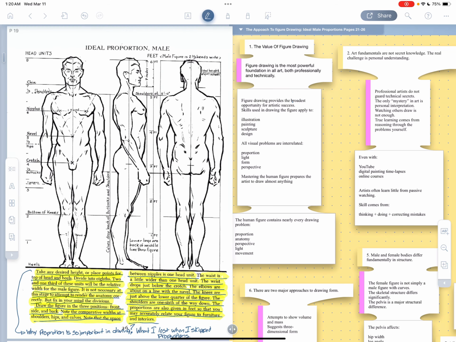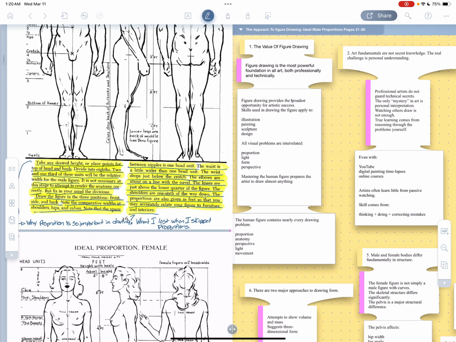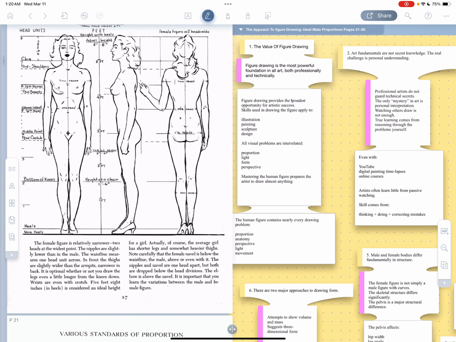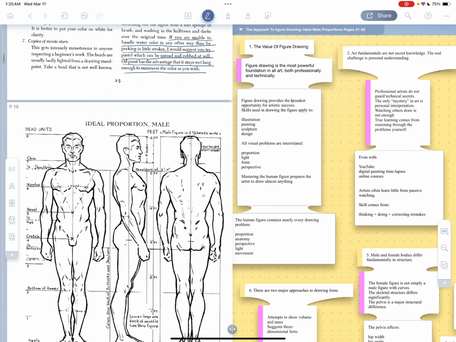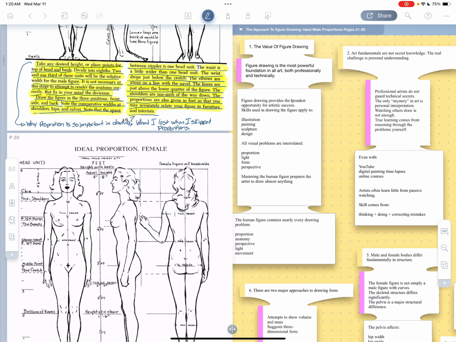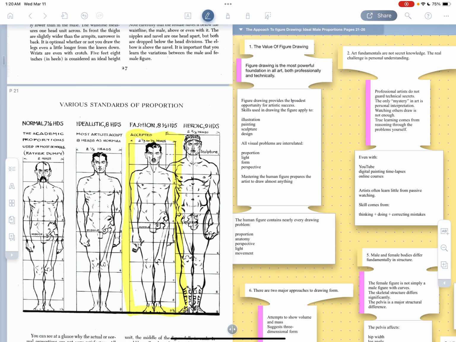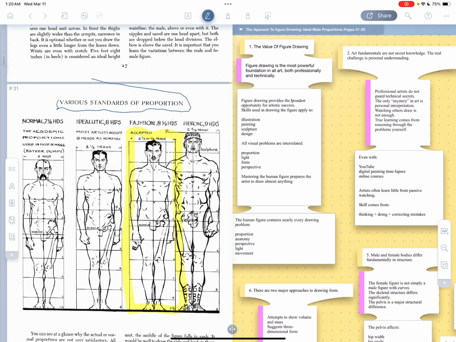So the next time I upload will probably be drawings, proportion. As you can see, he breaks down the ideal proportion of the male, right? So we'll study that first through repetition. Then he goes into the ideal proportions of the female. I'm excited about that too. Then he does various standards of proportion: the Greek god of nine heads, fashion eight heads, idealistic eight heads, normal seven and a half heads.